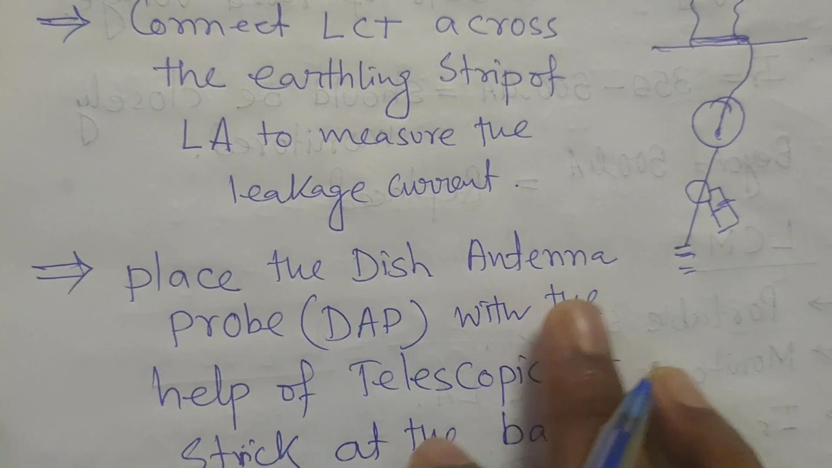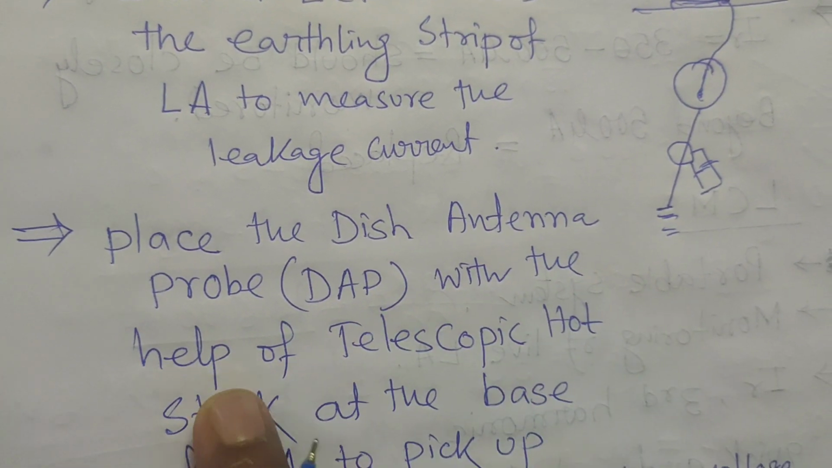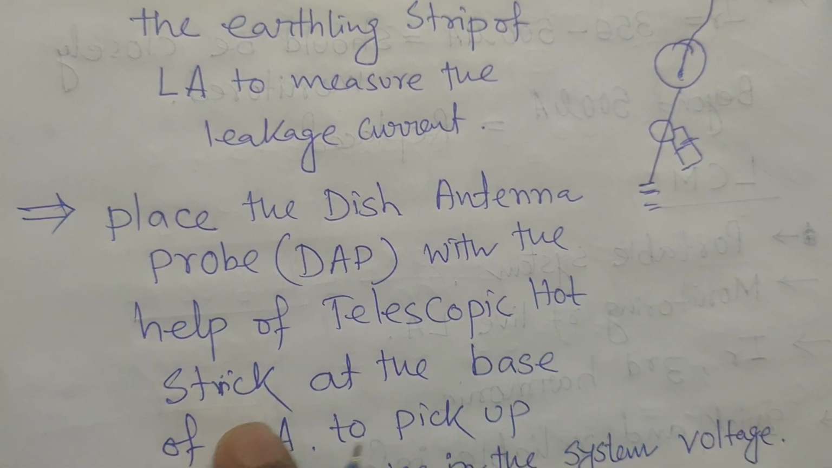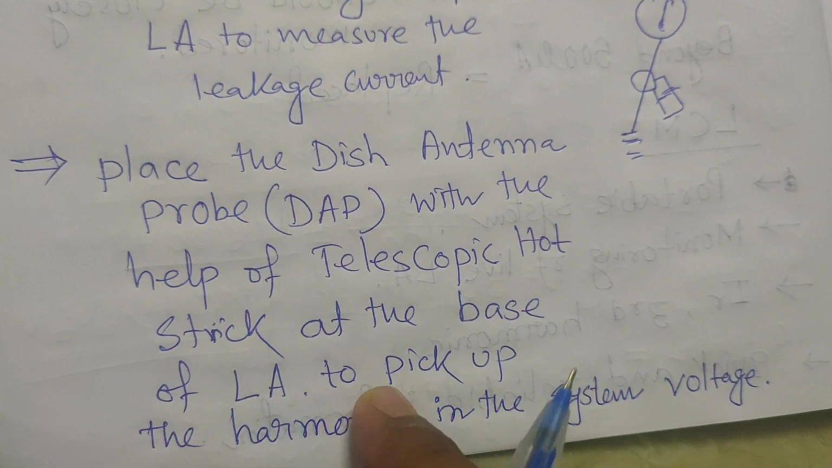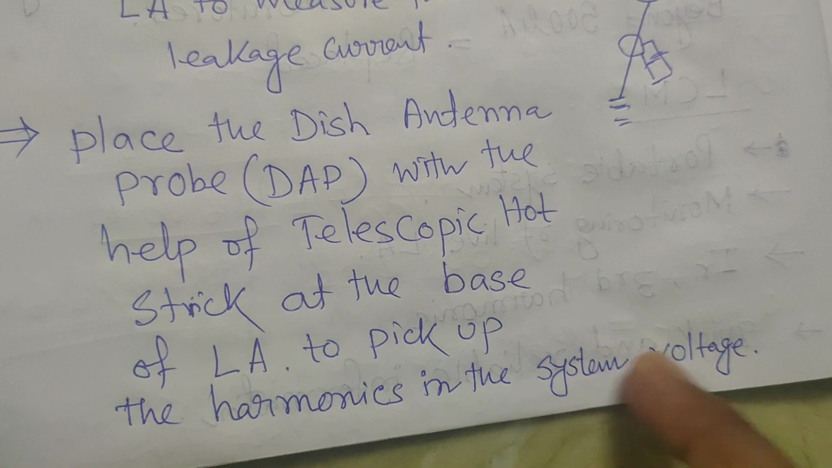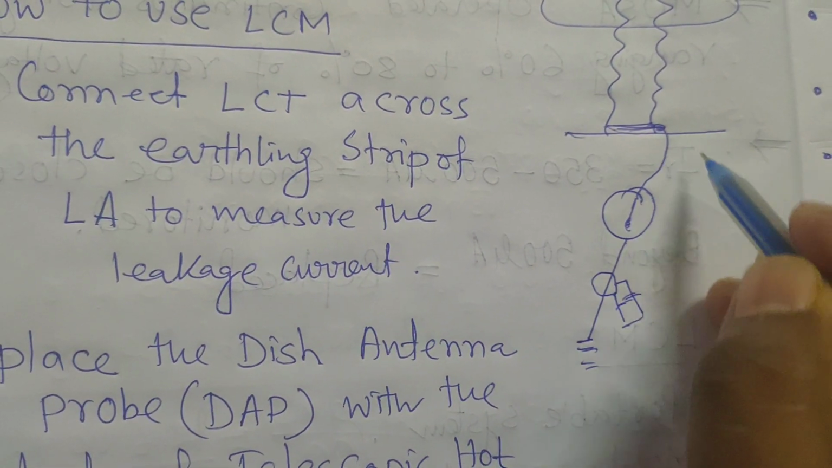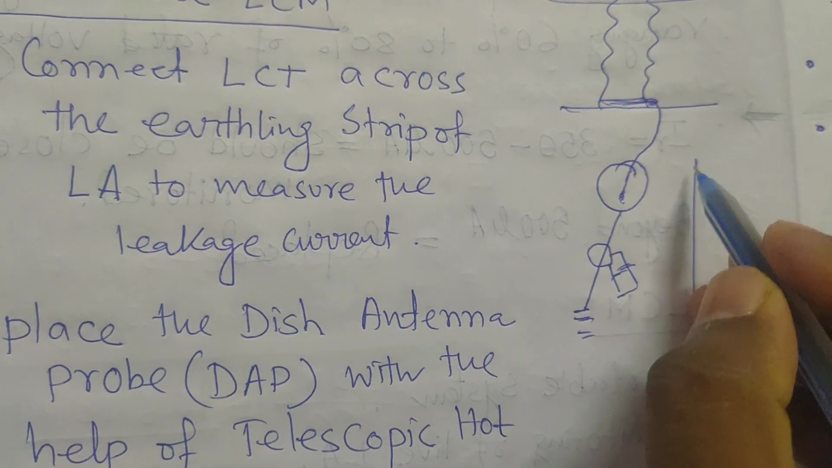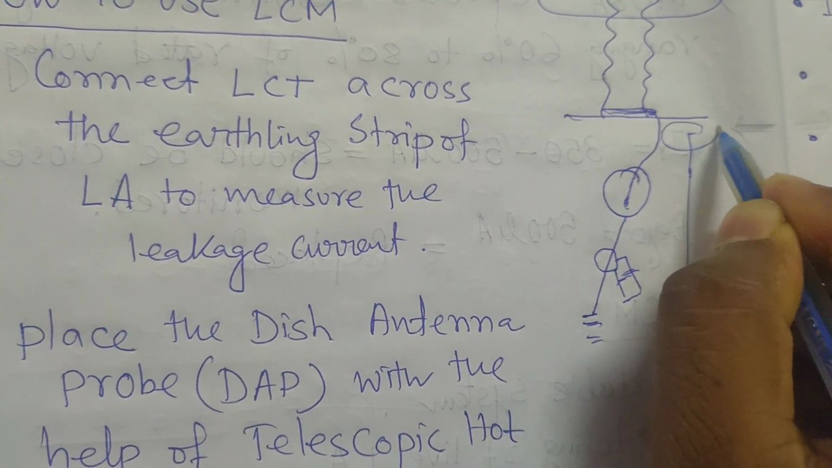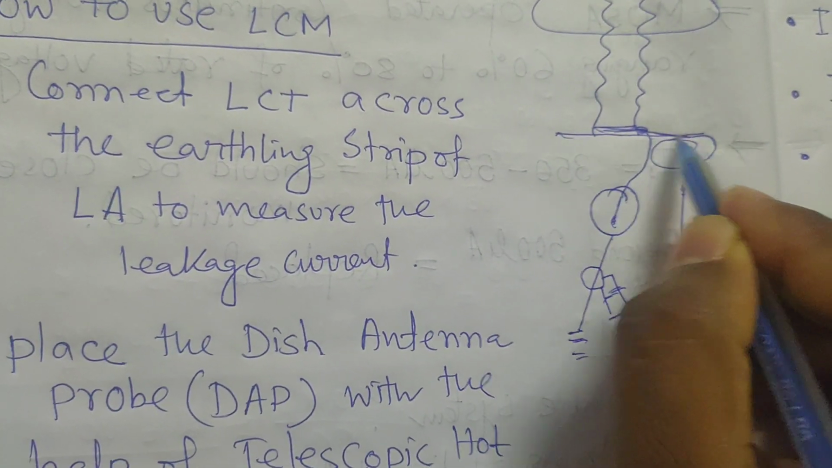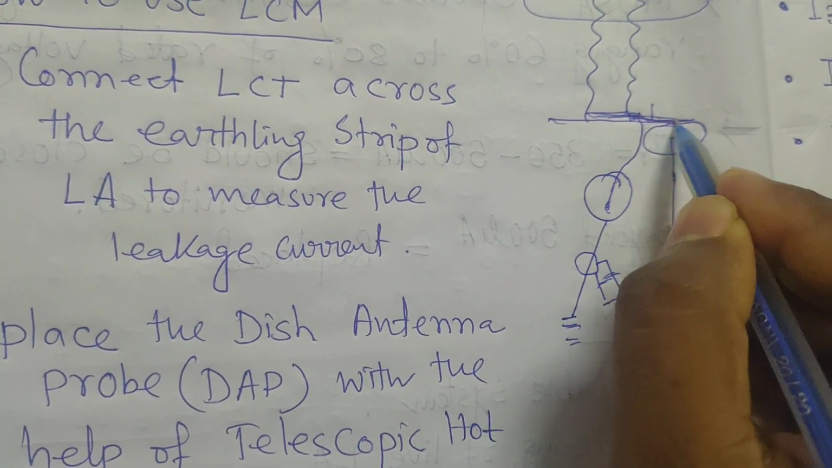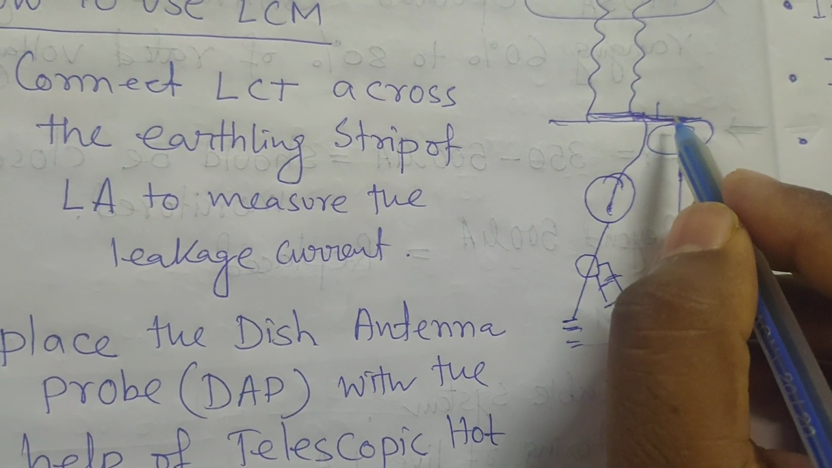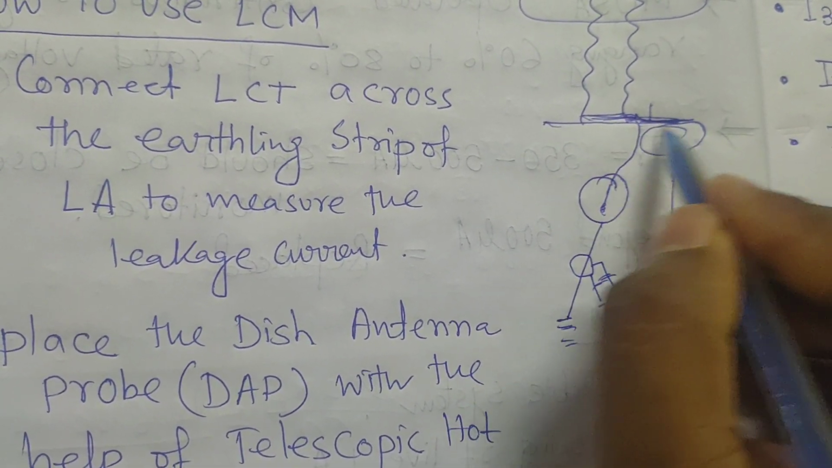Place the Dix antenna probe, with the help of the telescopic hot stick, at the base of the LA to pick up the harmonics in the system voltage. So you have this stick and a Dix type probe. You just have to touch this probe here to get the third harmonics.